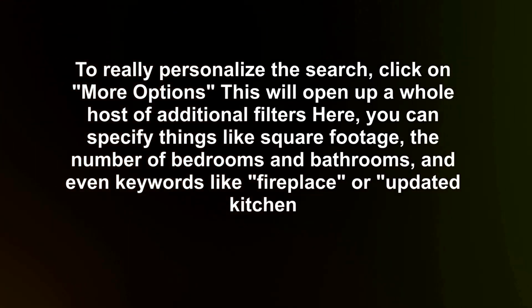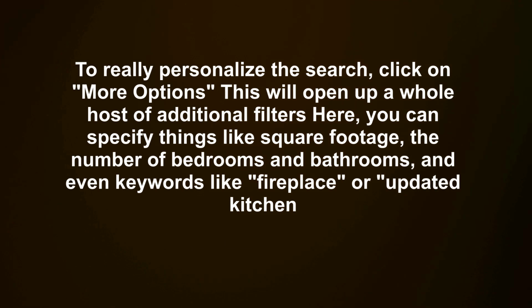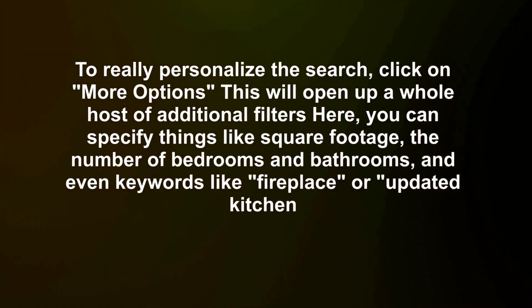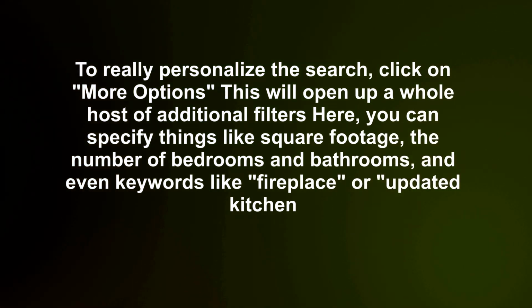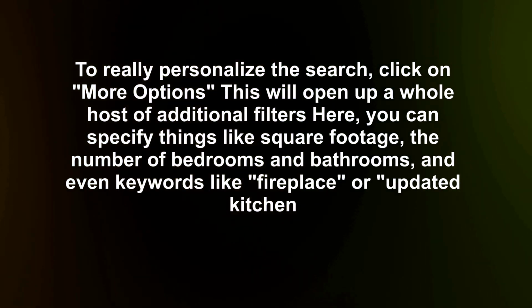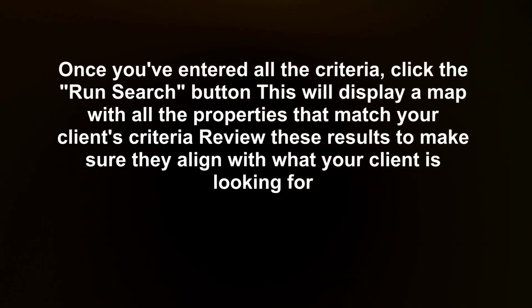To really personalize the search, click on More Options. This will open up a whole host of additional filters here. You can specify things like square footage, the number of bedrooms and bathrooms, and even keywords like fireplace or updated kitchen. Once you've entered all the criteria, click the Run Search button.